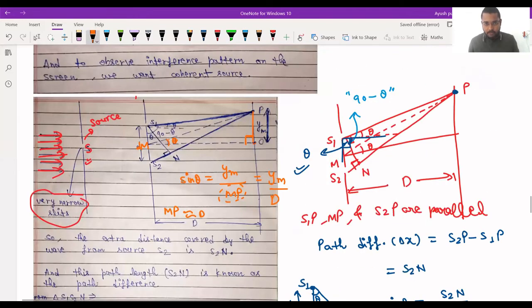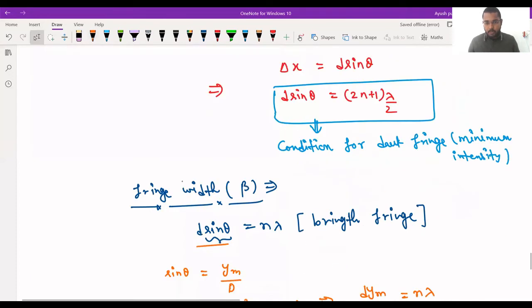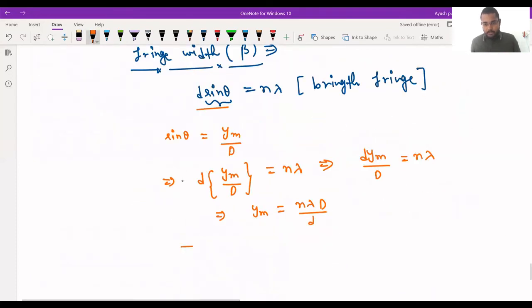This is the central maximum point. You can also say central maxima. So this distance yn is the distance of the bright fringe from the central maximum point. Okay, now let's understand this.